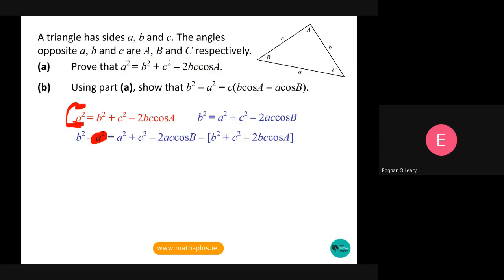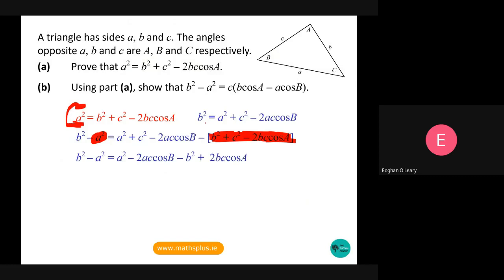So I must do the same for the right hand side. If I look here, I have my a squared plus c squared minus 2ac cosine B. That's the same thing I have here, a squared plus c squared minus 2ac cosine B. But here's what I'm subtracting from that: the b squared plus c squared minus 2bc cos A, which is what I have up here. So just to summarize again, it's b squared minus a squared equals the right hand side here minus the right hand side there.